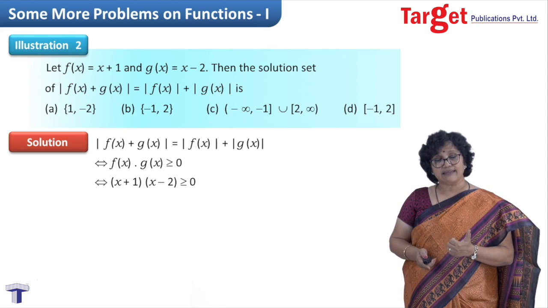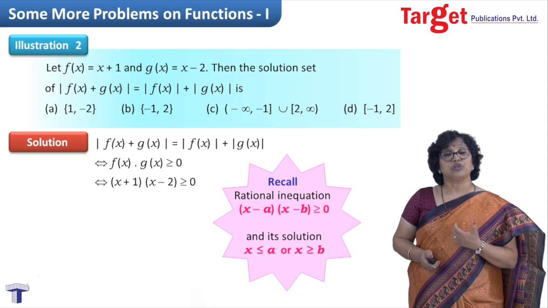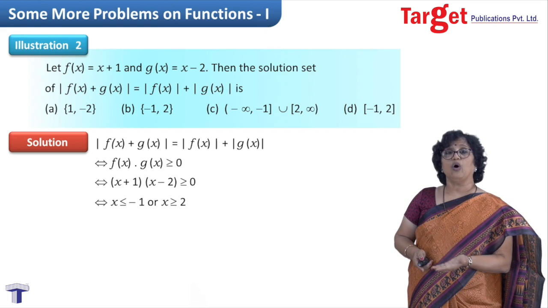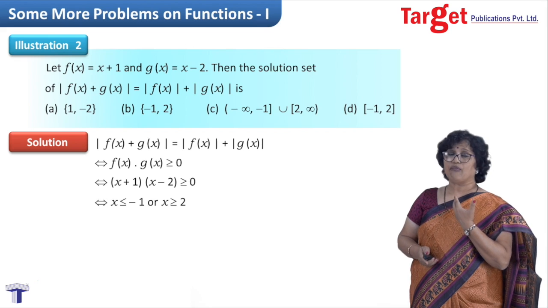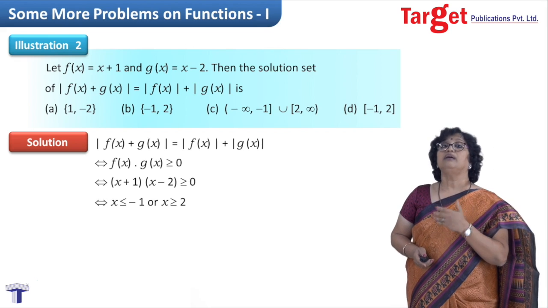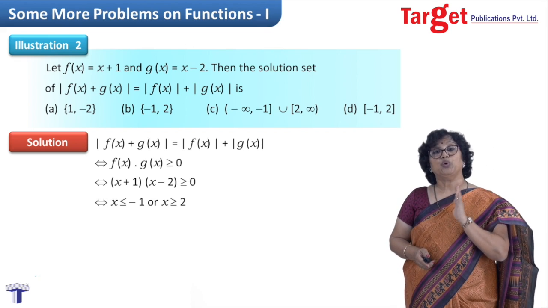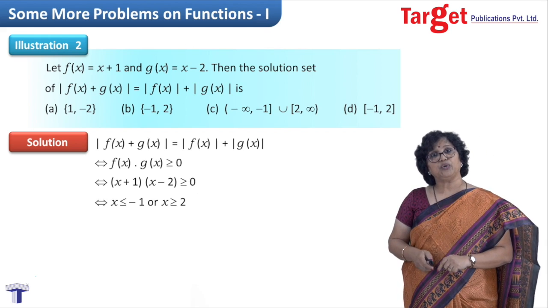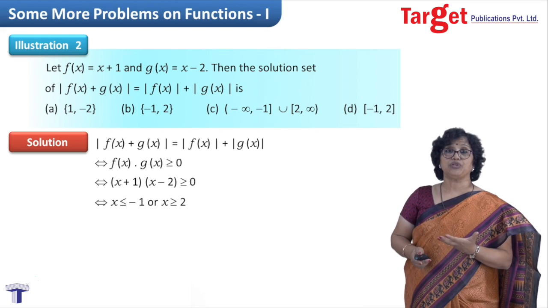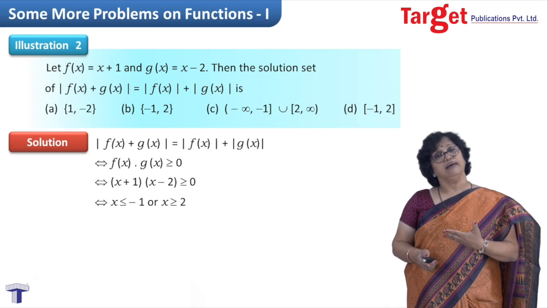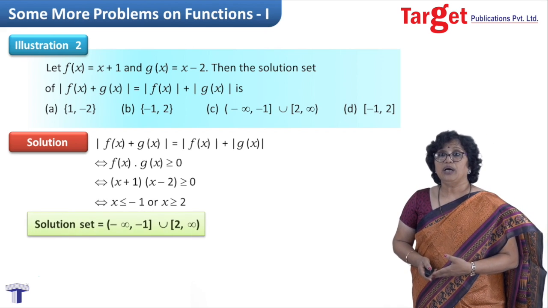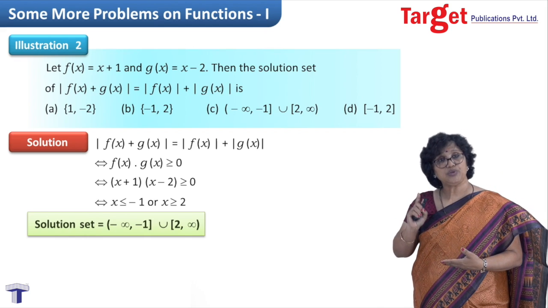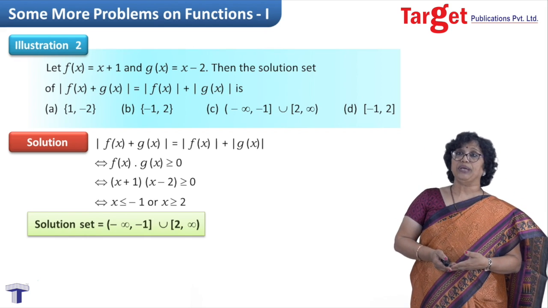Rational inequation, correct? And that will give you the solution set as nothing but x less or equal to minus 1 or x greater or equal to 2. We have already done this. I hope everyone understands, and those who do not, my request to you is to open basic algebra again and try to understand how we write the solution for (x minus a)(x minus b) greater or equal to 0. So the solution set is minus infinity to minus 1 closed union 2 closed to infinity.